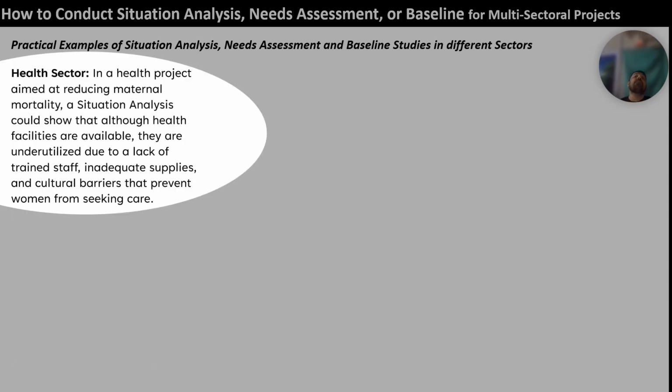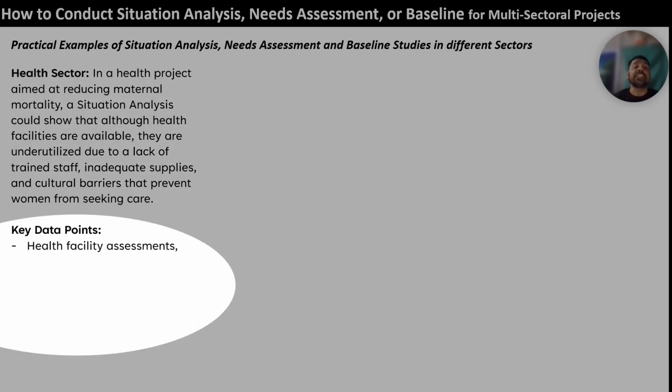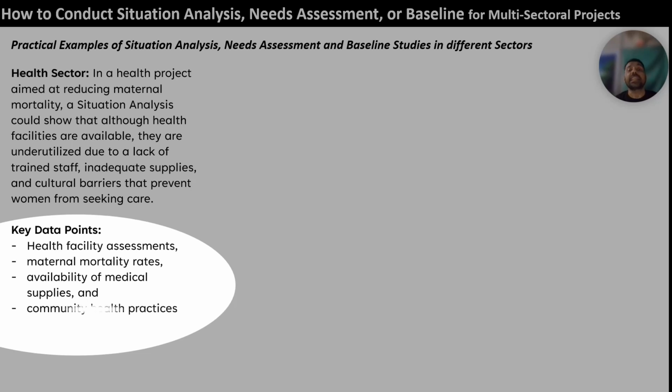Here is an example from the health sector. In a health project aimed at reducing maternal mortality, a situation analysis could show that although health facilities are available, they are underutilized due to a lack of trained staff, inadequate supplies, and cultural barriers that prevent women from seeking care. The key data points for this could be health facility assessments, maternal mortality rates, availability of medical supplies, and community health practices. These could be your key data points for this type of analysis in the health sector.